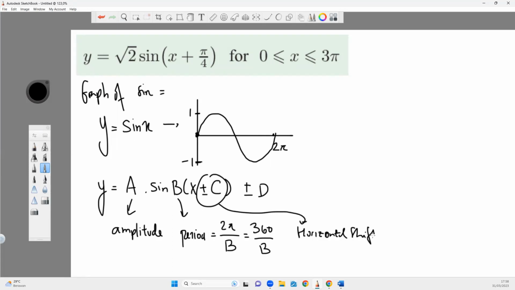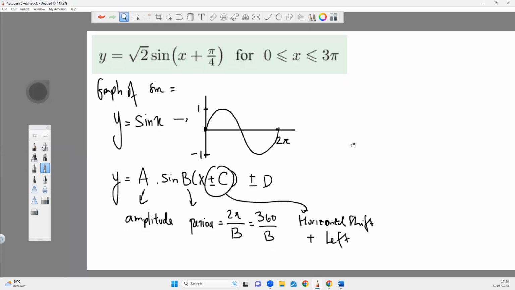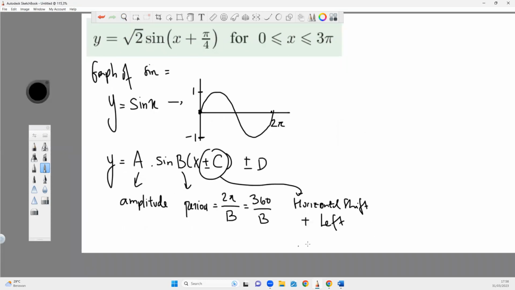What is meant by horizontal shift? It has to go left or go right, depending on the sign. In this case, if plus, we need to go to the left. So it's quite opposite from the common rule: plus going right, but in this case, plus going left and minus going right. And how about d? d is the vertical shift. So it just follows: if plus go up, if minus go down.